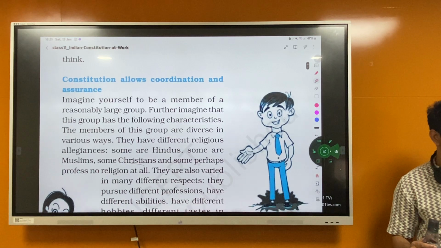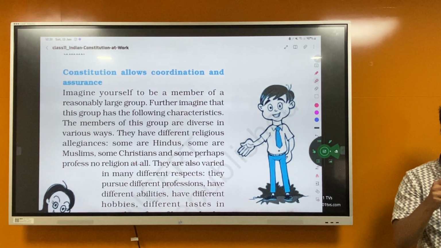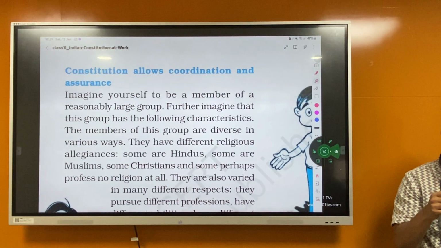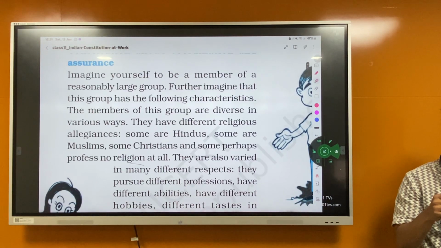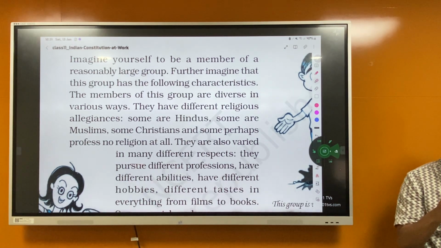The Constitution allows coordination and procedure. Imagine yourself to be a member of a large group. For the remaining, the group has important characteristics. The members of the group are diverse in various ways. They have different religious allegiances.